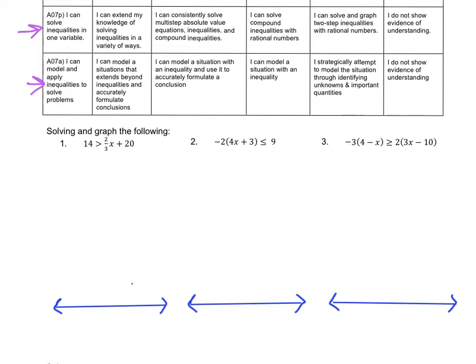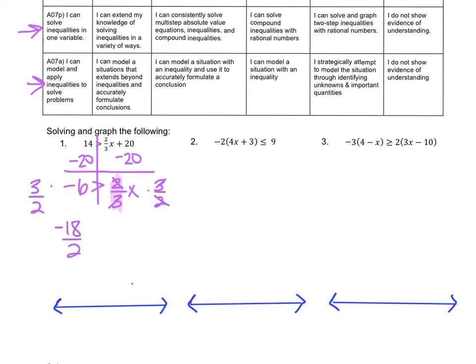To begin today, number one, remember when solving, draw the line down the center. Inverse operations, just like if it was an equation. Minus 20 on both sides. Negative 6 is greater than 2/3 x. To get rid of our fraction here, we are able to multiply by the reciprocal so that it cancels. Then I'm going to multiply the other side by that reciprocal as well. So I have negative 18 over 2 is greater than x. Negative 18 over 2 is really just negative 9 is greater than x.